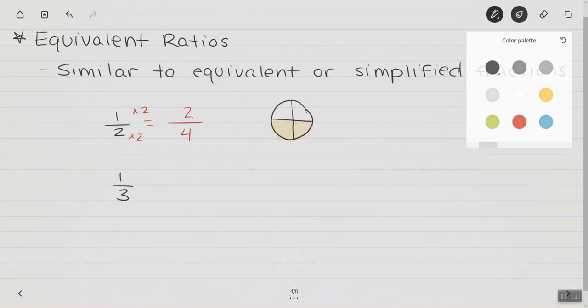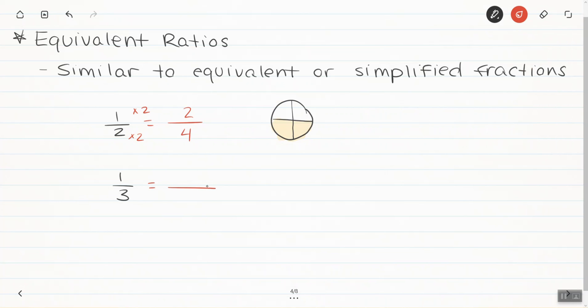I can do the same thing for my 1/3. As long as I'm multiplying the same thing for the numerator and denominator, I'm making an equivalent fraction or an equivalent ratio. So say I wanted to multiply this one by 3, numerator and denominator. 1 times 3 would give me 3, and 3 times 3 gives me 9. So 3/9 is an equivalent fraction to 1/3.